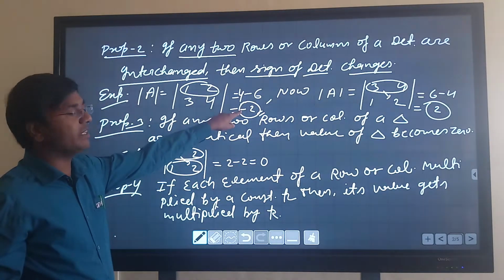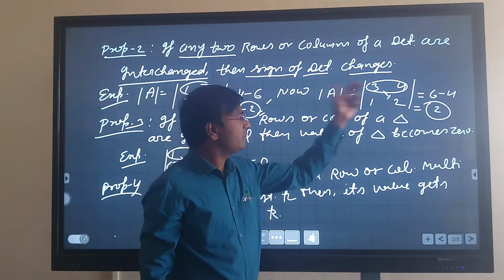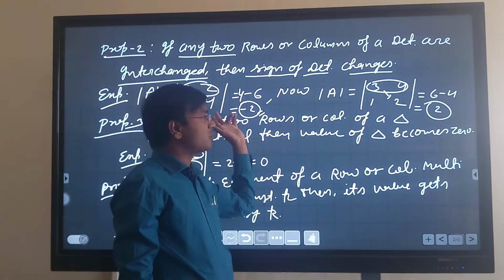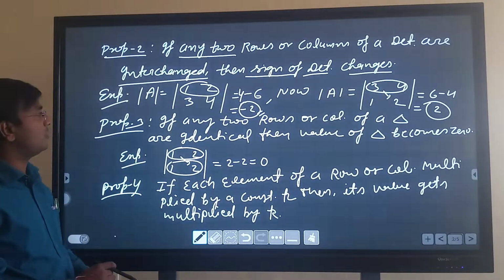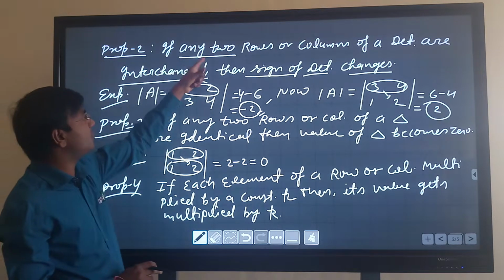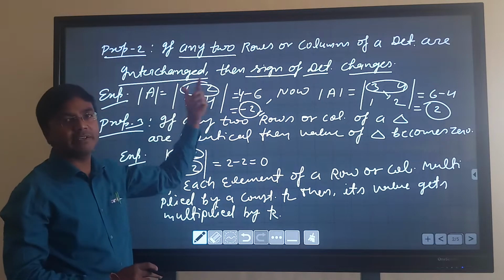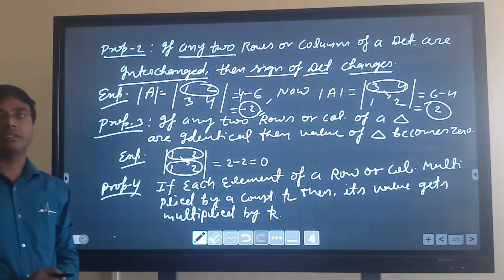Here the value was minus 2, and after mutually changing the two rows we are getting 2. So we clearly see the change in sign of the determinant, minus 2 and 2. It happens if any two rows are interchanged, and the same operation will be applied for order 3.